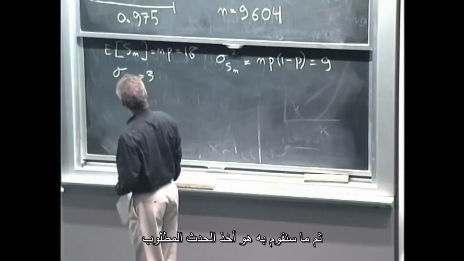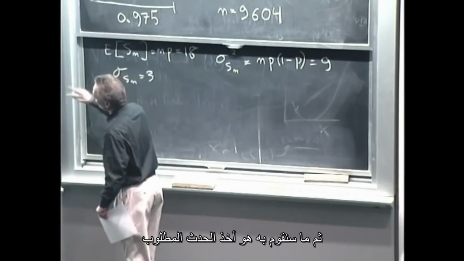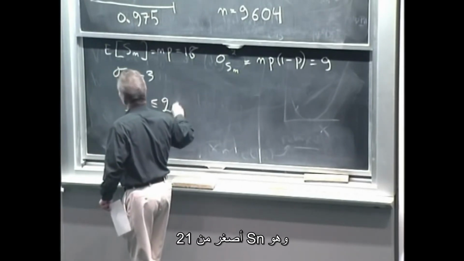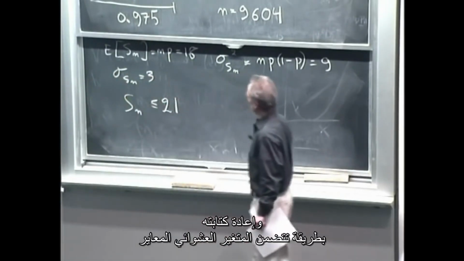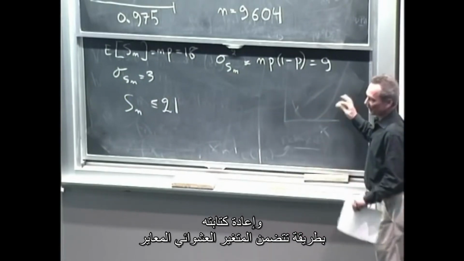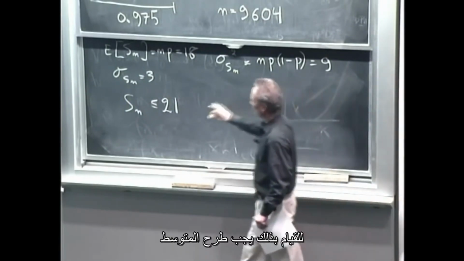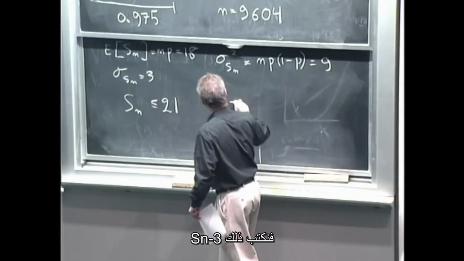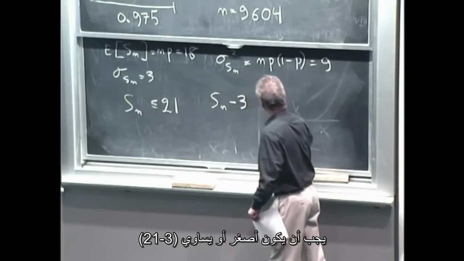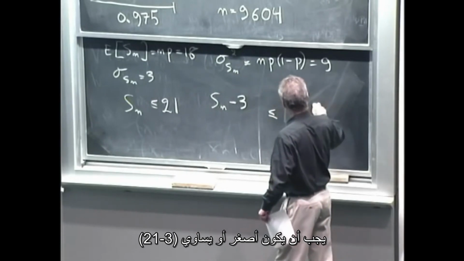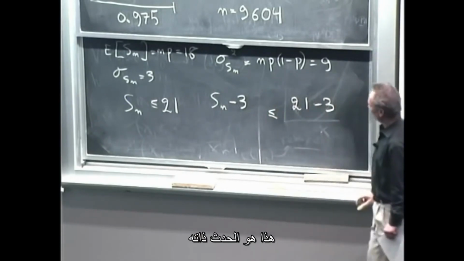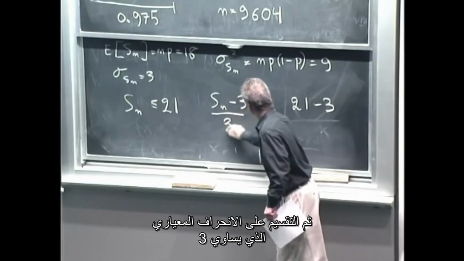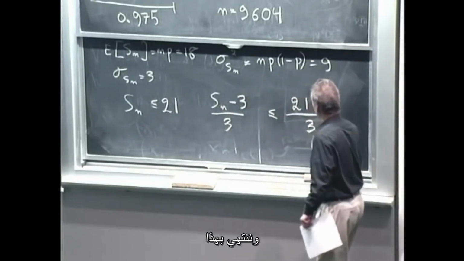Therefore, what we're going to do is to take the event of interest, which is Sn less than or equal to 21, and rewrite it in a way that involves the standardized random variable. So to do that, we need to subtract the mean. We write this as Sn minus 18 should be less than or equal to 21 minus 18. This is the same event. And then divide by the standard deviation, which is 3. And we end up with this.